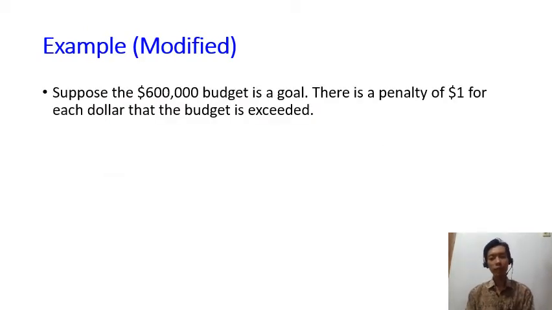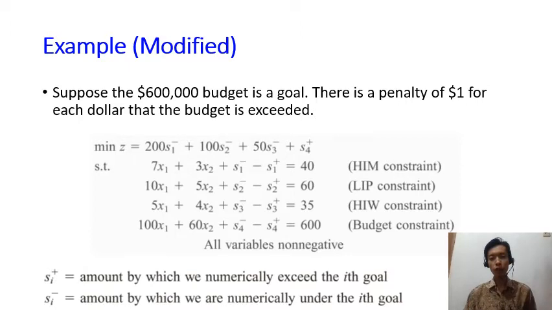Suppose we modify the example such that the $600,000 budget is a goal. And then there is a penalty of $1 for each dollar that we exceed the budget. So for every $1 you exceed the budget, you will get the penalty of $1 as well. If we use this modification, it means that in our objective function, we will have a penalty of $1 times S4 plus. Because remember, S4 plus means that it's the amount by which we numerically exceed the ith goal. So the fourth goal is the budget constraint.